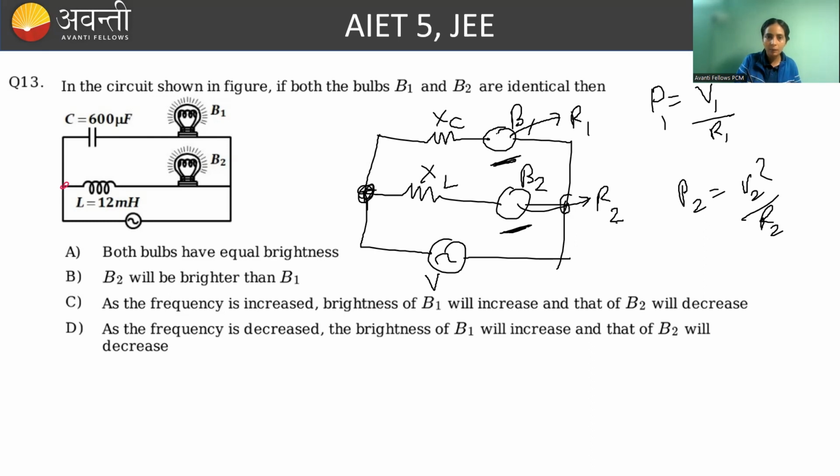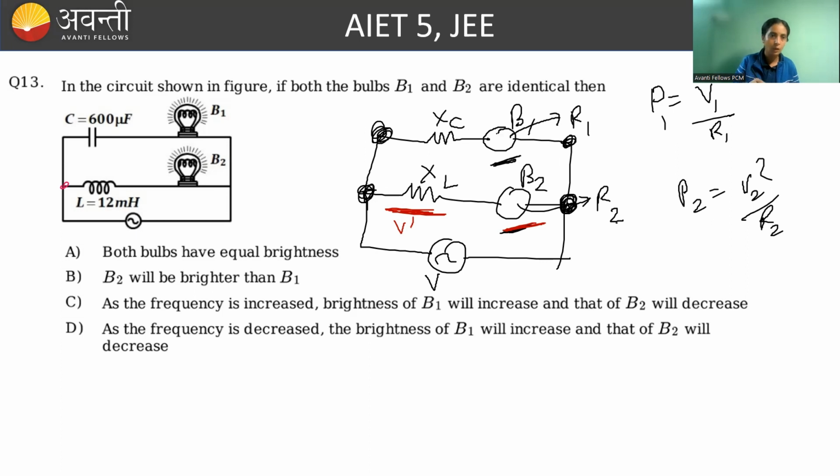Across this arm, the total potential drop will be V, and across this arm also the total potential drop will be V, because they are both in parallel. Within it, some potential will drop here, some here. So if some V dash is dropping here, then V dash plus V2 will be equal to V. And the more potential drops across a bulb, the brighter it will look.